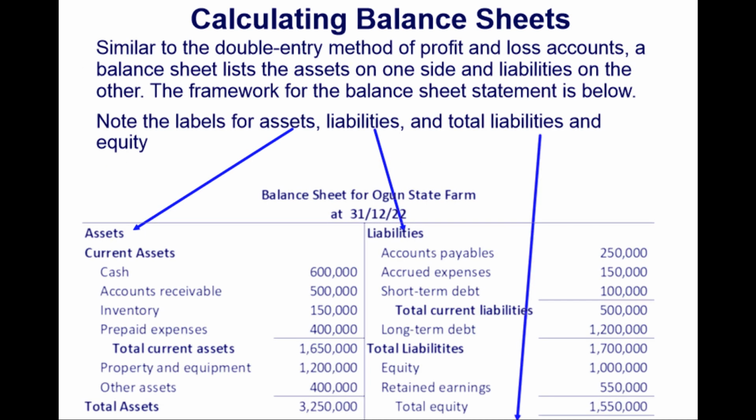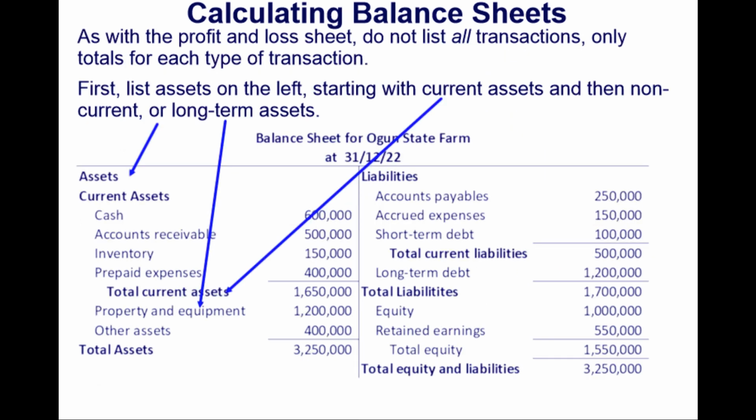Similar to the double entry method of profit and loss accounts, a balance sheet lists the assets on one side and liabilities on the other. The framework for the balance sheet statement is below. Note the labels for assets, liabilities, and total liabilities and equities.